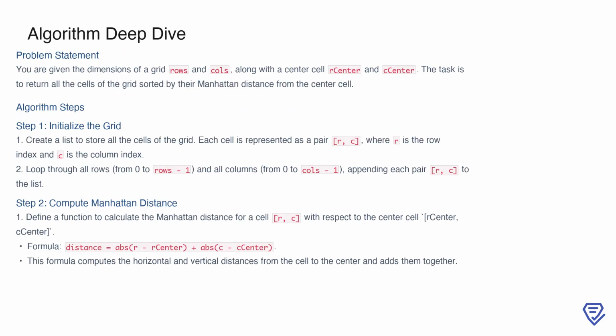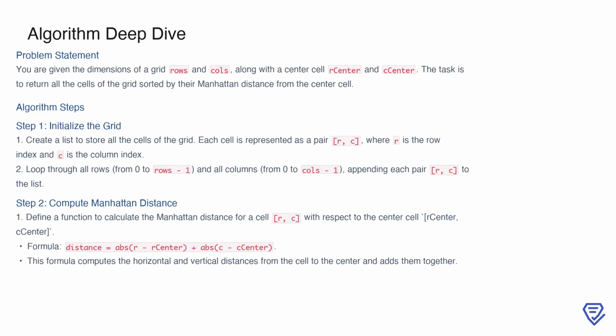In this problem, we're tasked with sorting all the cells of a grid based on their Manhattan distance from a given center cell. To begin, we need to initialize the grid. This involves creating a list to store all the cells, where each cell is represented as a pair, (r, c), with r being the row index and c being the column index. We loop through every row and column within the grid dimensions, appending each cell to this list.